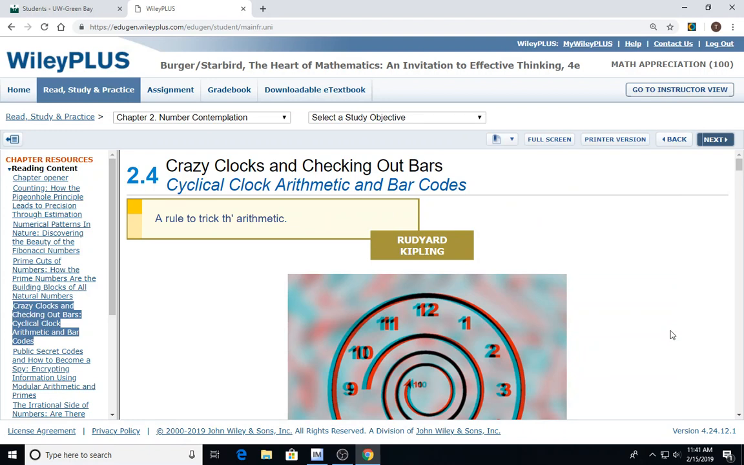We were looking at crazy clocks and checking out bars in section 2.4. Before we do that, there's a sign-up sheet here for a study group. Let's see if I can get that to show up on here. Well, that's going to take a minute to load. So do you have any homework questions?